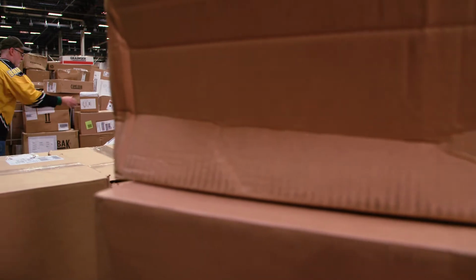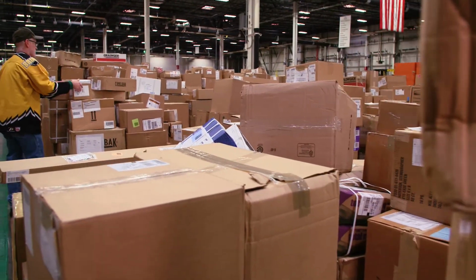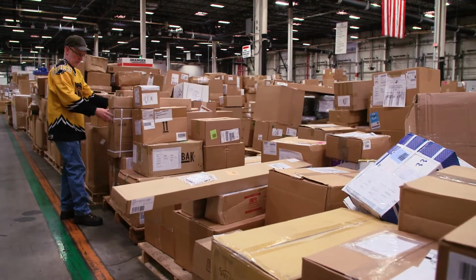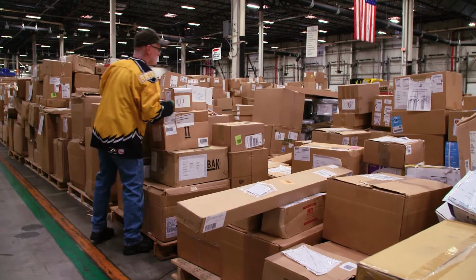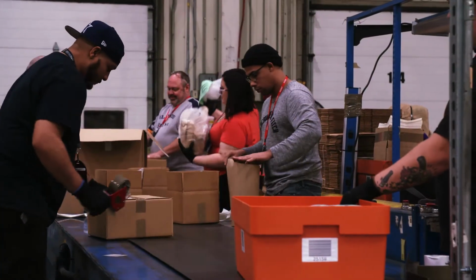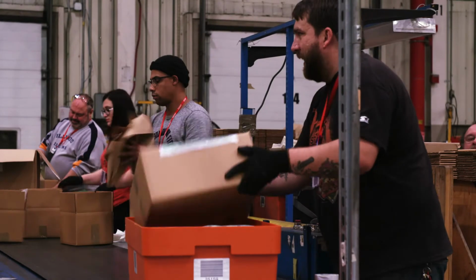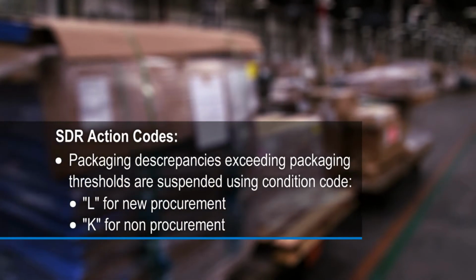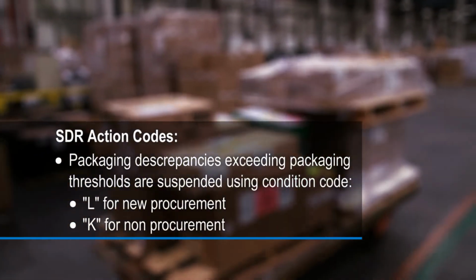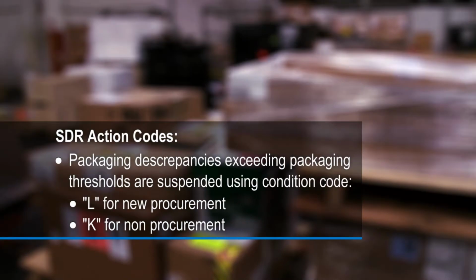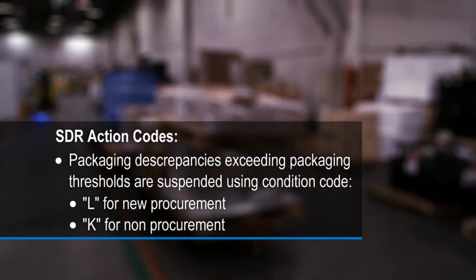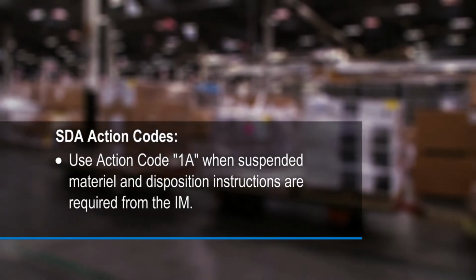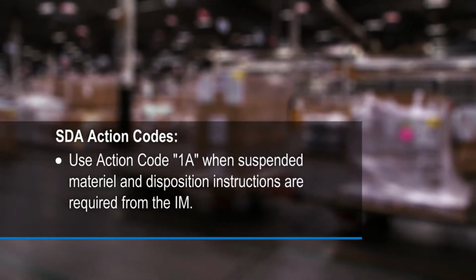If this data is missing, it causes additional work by other DLA distribution personnel and the entire supply chain. It also causes a delay in providing the customer with needed supplies. During the receipt process and before SDRs are input into DSS, ensure that items with packaging discrepancies that exceed the packaging thresholds are suspended using condition code L for new procurement or K for non-procurement, and use action code 1A when suspended material and disposition instructions are required from the IM.